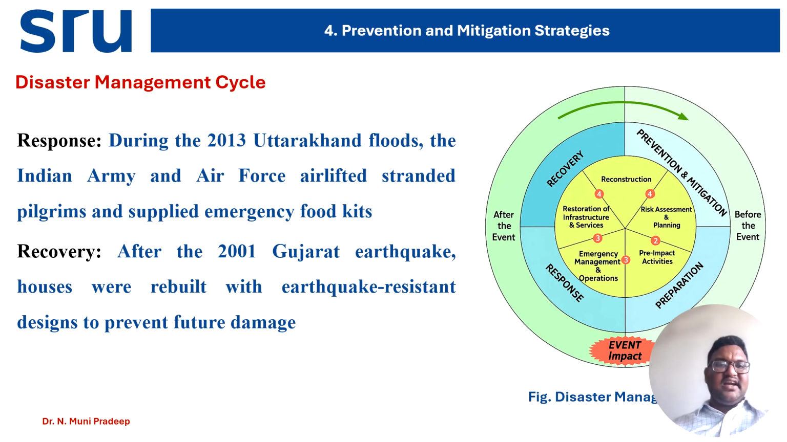The engineers and architects provided technical training to the local masons and contractors to ensure that the new construction met seismic standards. So the Gujarat reconstruction is an example of build back better, using recovery as an opportunity not just to restore what existed before, but to create a safer and more resilient built environment. So this is the gold standard of post-disaster recovery.